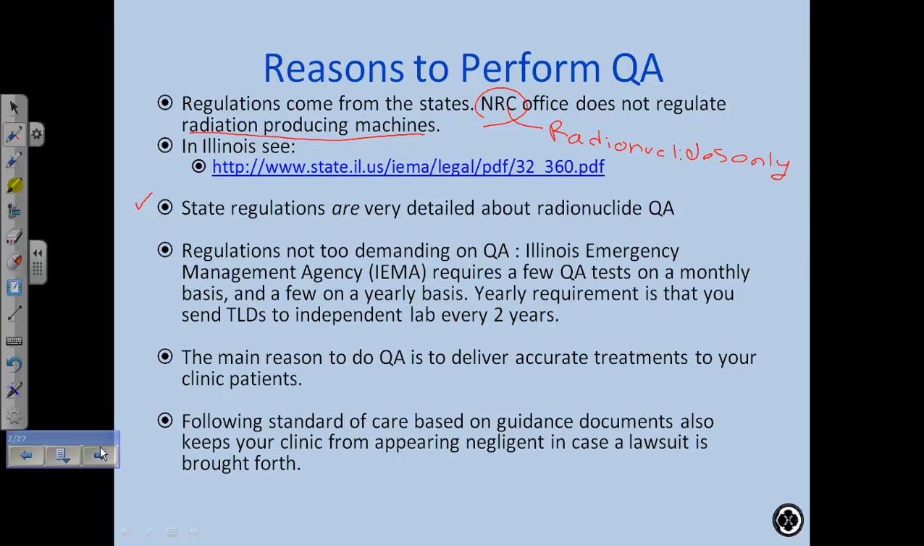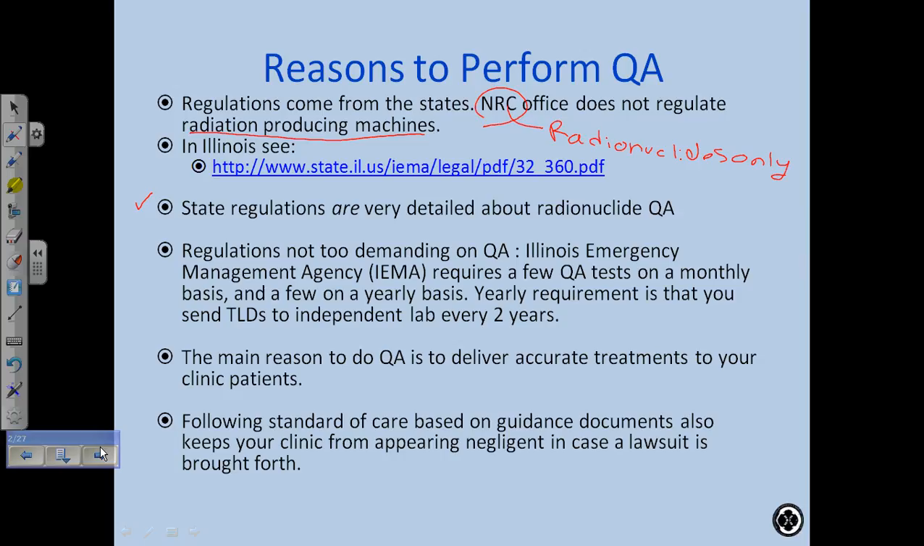The few QA tests they require are, I think I have them on the next slide. They only require that you do a light versus radiation field check on a monthly basis, that you do outputs on a monthly basis, and then that you send your TLDs or cells out on a yearly basis. That's it. So it's not a lot.